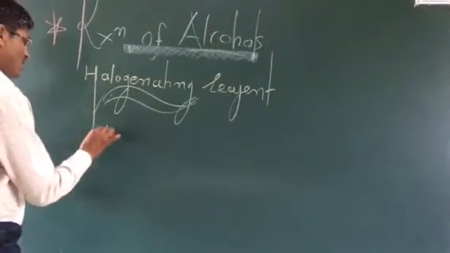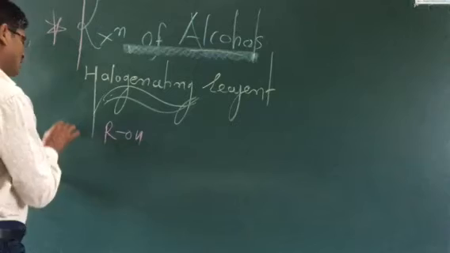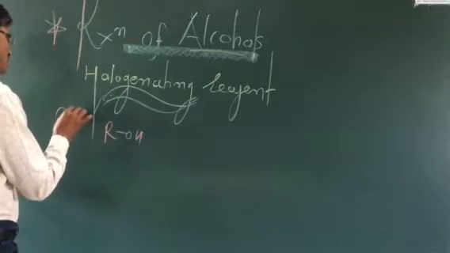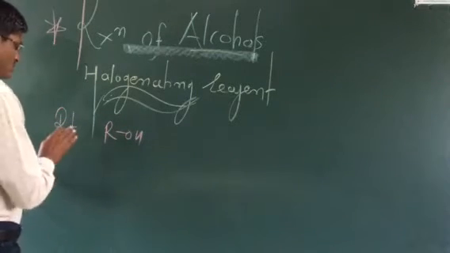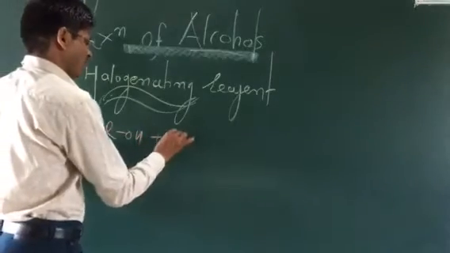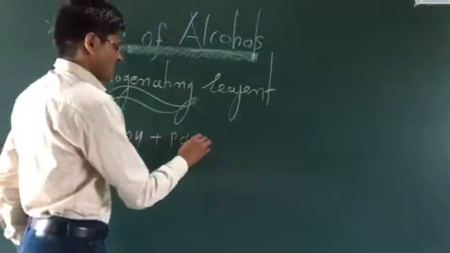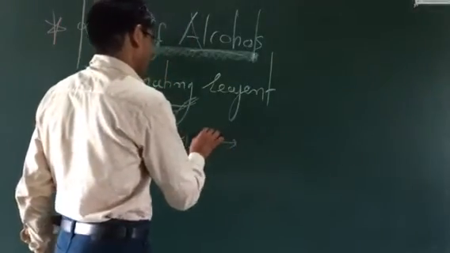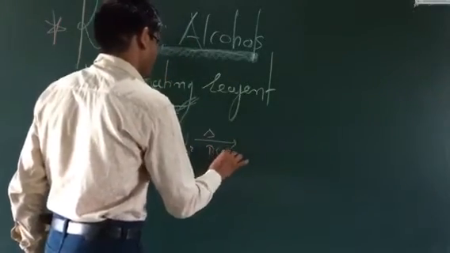Suppose we have this alcohol as the starting reactant molecule. We are going to write the general reaction. The alcohol is treated with PCl3, phosphorus trichloride, in the presence of DCM as the organic solvent.